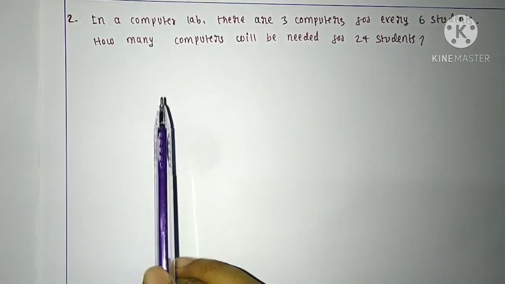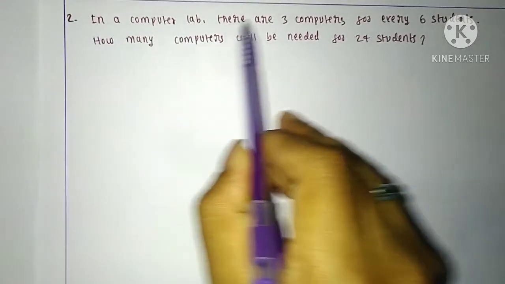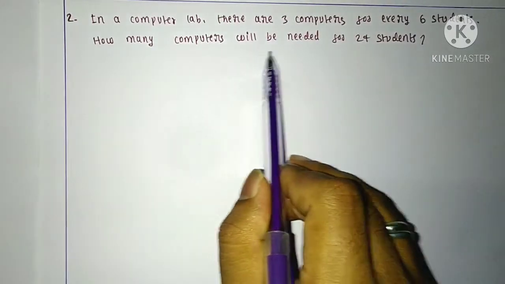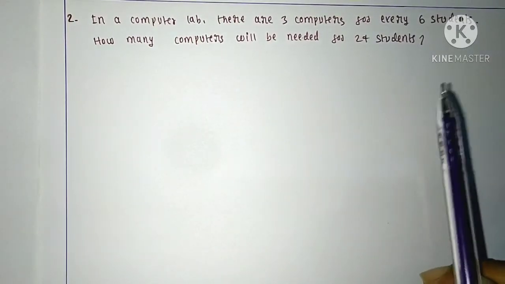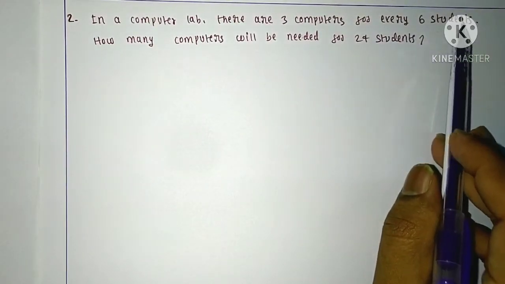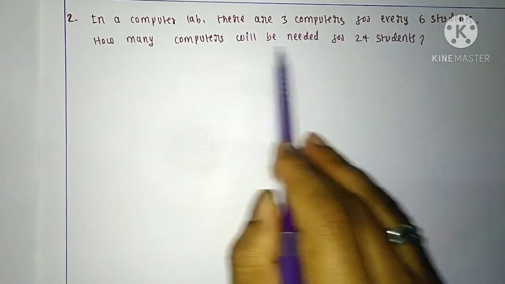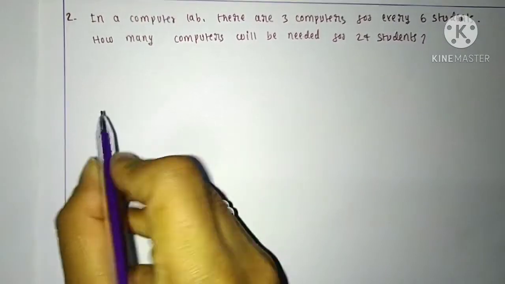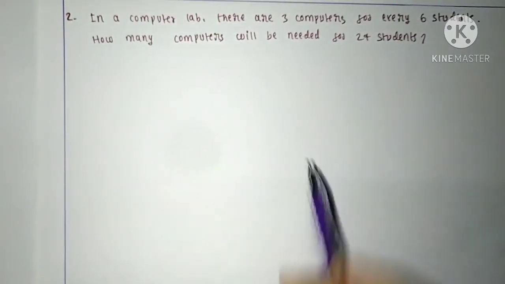Now let us look at the second problem. In a computer lab, there are 3 computers for every 6 students. How many computers will be needed for 24 students? It means that for 6 students they need 3 computers. Then for 24 students, how many computers are needed? That we need to find. Now let us solve this problem by using the unitary method.